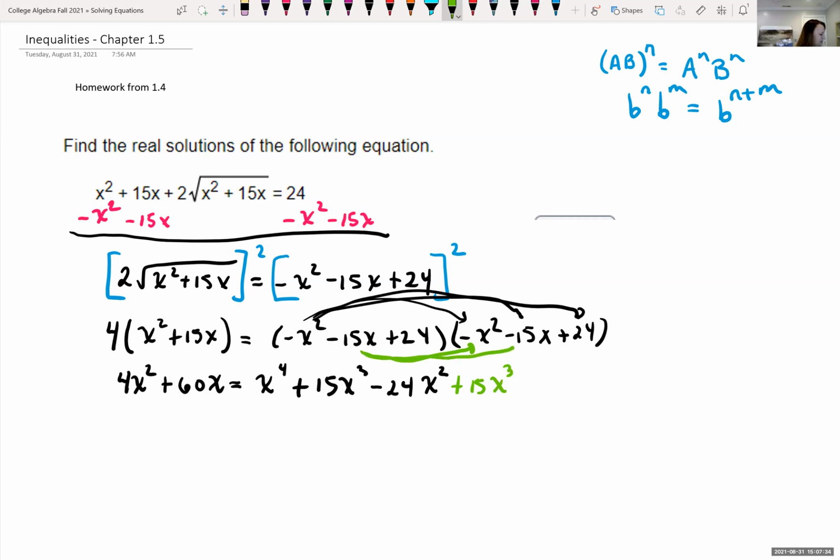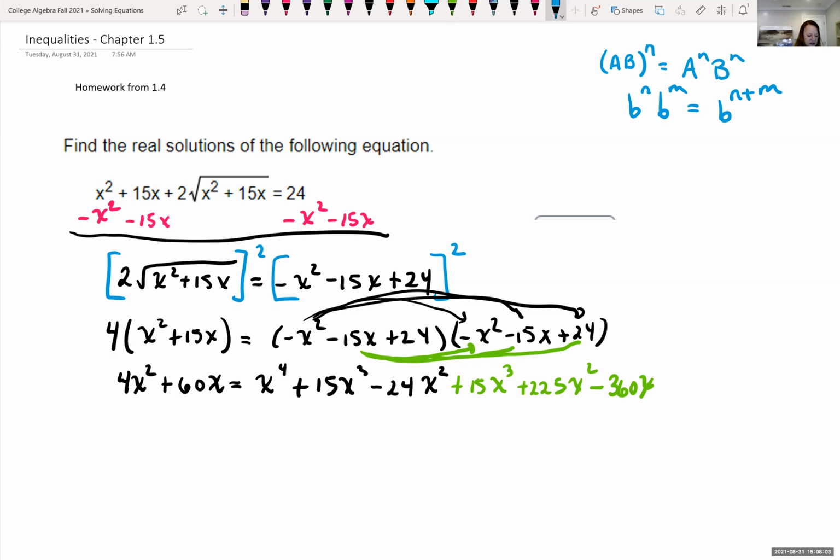Negative 15x times negative 15x, I think that's 625. Let me just make sure. I want to say 625, but I think that's 25 times 25. This is 225. That's plus 225x squared. And negative 15x times 24. So 15 times 24, that's going to give us minus 360x.